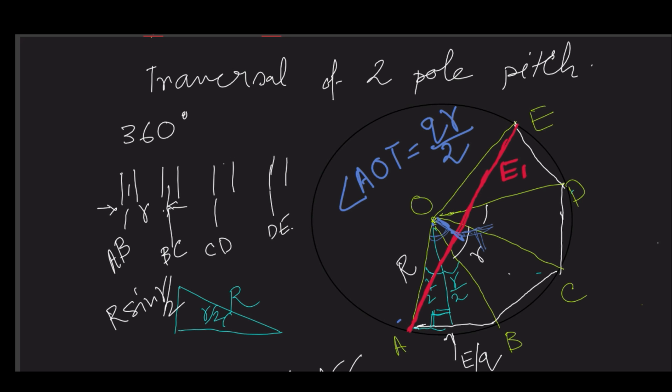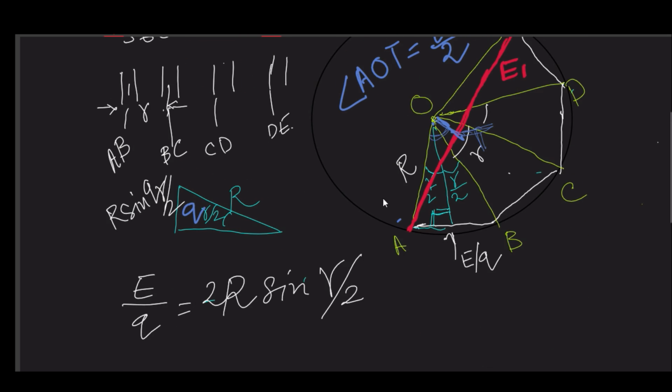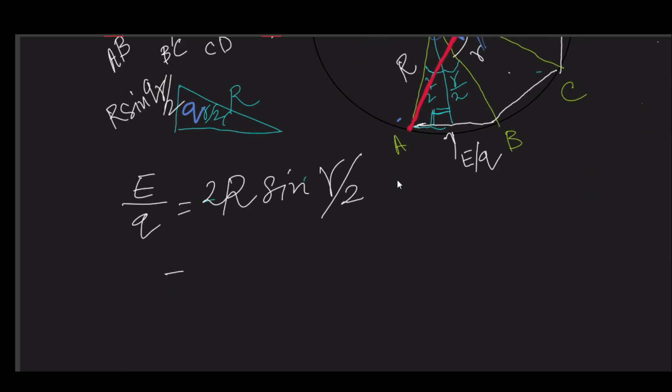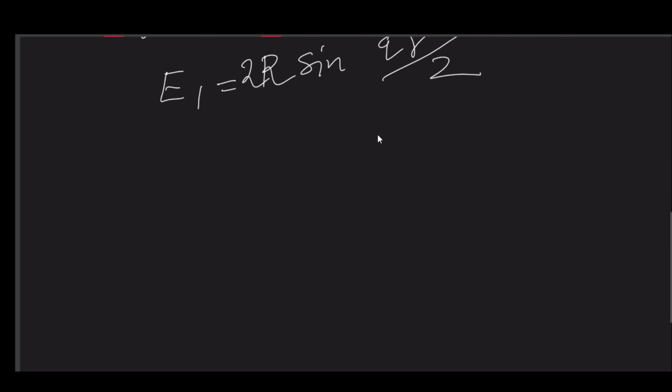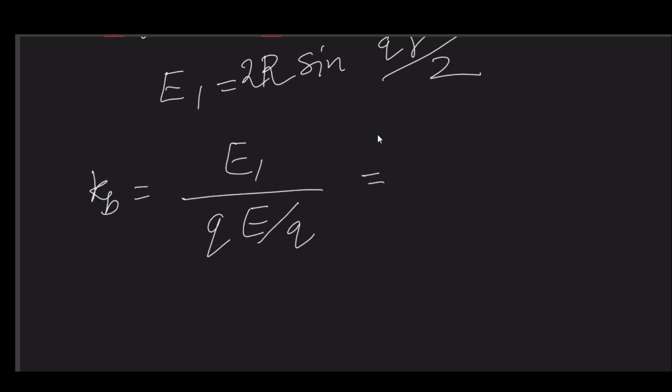So just by similar arrangement, what we can write, the only change here is Q. So instead of having R sine gamma by 2, what we will have here is R sine Q gamma by 2. So the total length E1 is how much? E1 is 2R sine Q gamma by 2. And what is the breadth factor? The breadth factor, we denote it KB, is equal to E1 by Q E by Q.